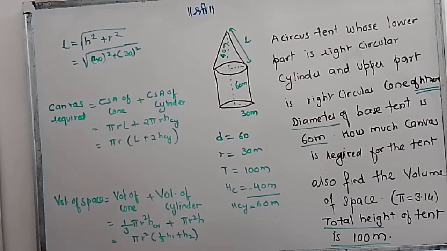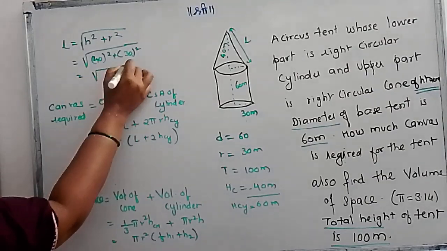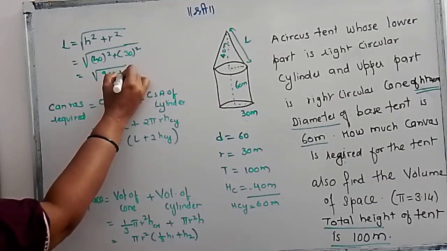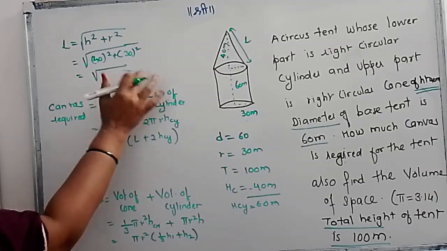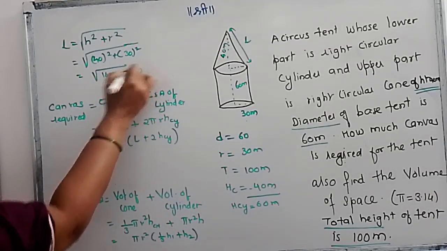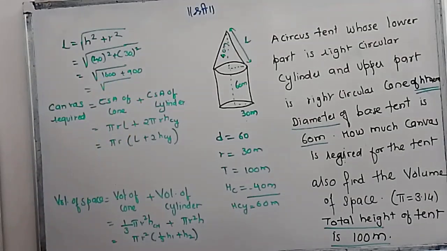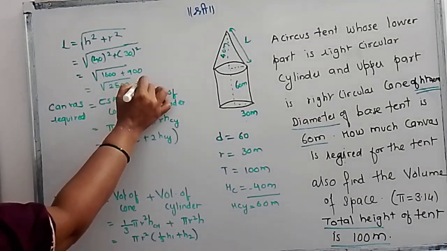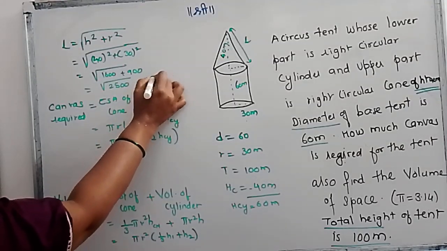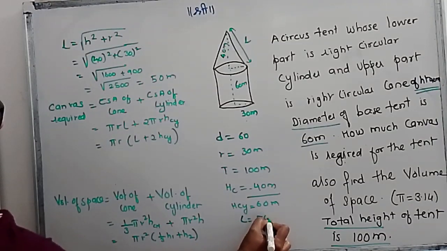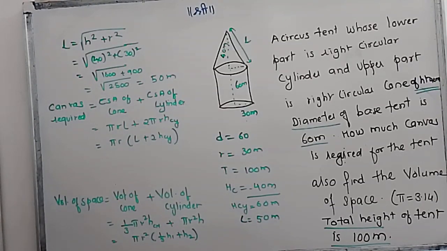Okay. So this becomes root of 900 plus 1600 plus 900, which is root of 2500, equals 50 meters. So we got L as 50 meters. Okay, we solve this.